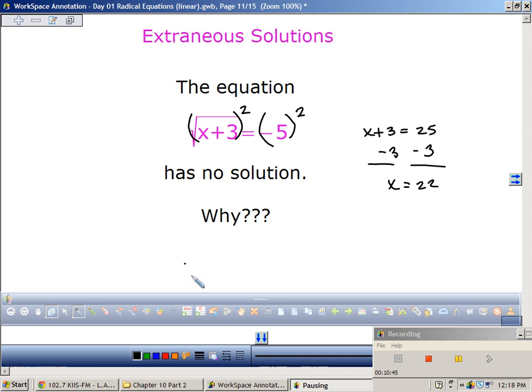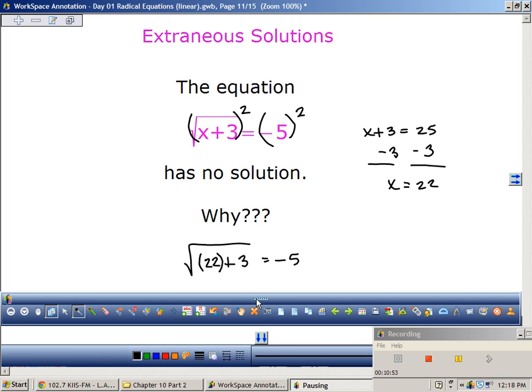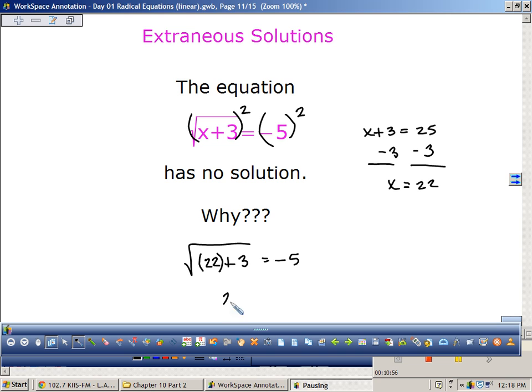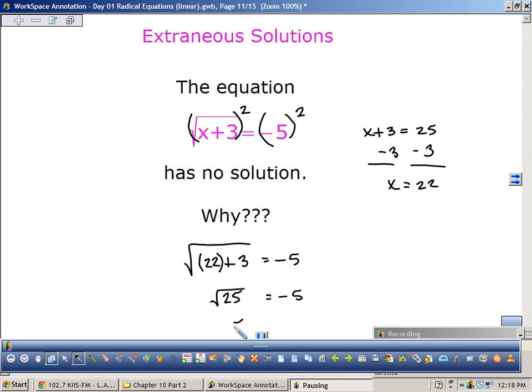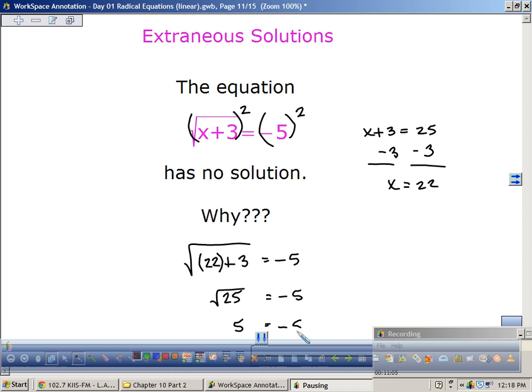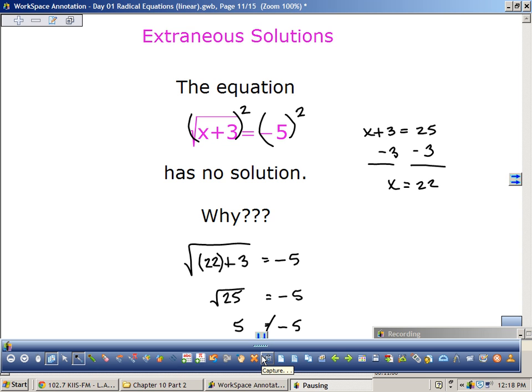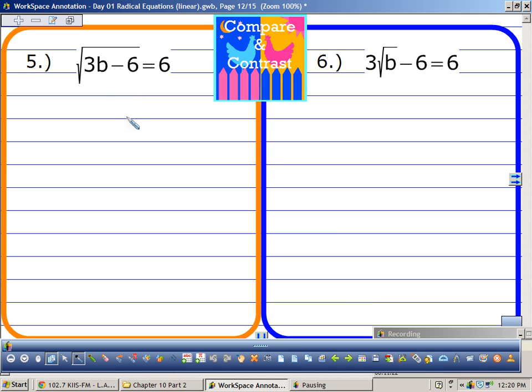If I put 22 back in here, substitute it back in, plus 3, it should equal negative 5. What is 22 plus 3? 25. What is the square root of 25? 5. Does 5 equal negative 5? No. So this is an extraneous solution. So 22 does not work. Okay? If it was positive 5, then it would work. Very true.